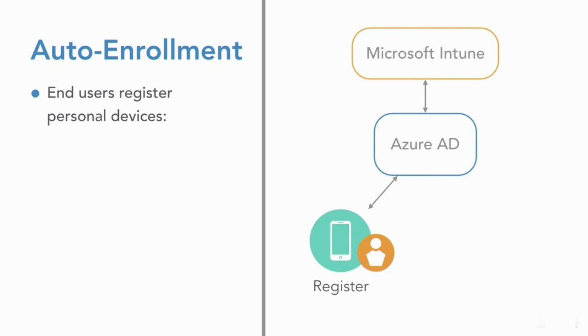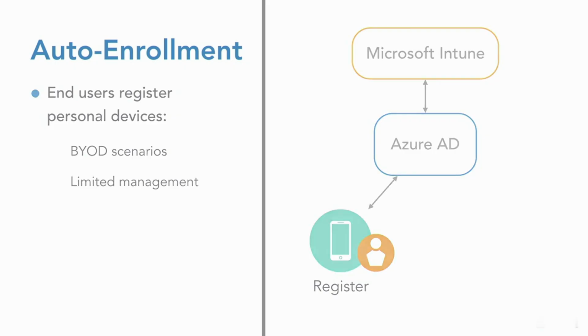End users can register their own personal or bring your own devices into Azure AD. This is where end users are allowed to use their own personal devices to access corporate data. When an end user registers their device, Azure Active Directory will auto-enroll the device into management. Intune then has limited management of the device.